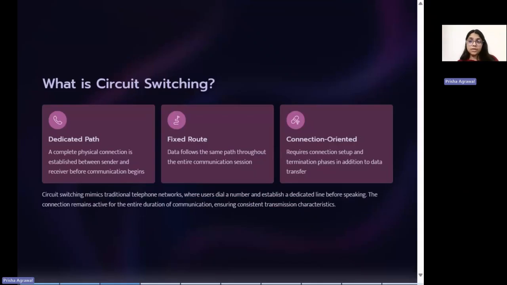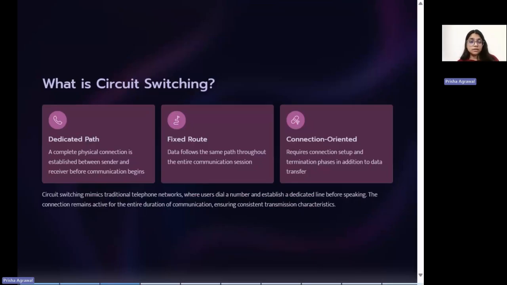Circuit switching is a communication model in which a dedicated communication path is established between the sender and the receiver before the communication begins, before any data can be transmitted. In simple terms, this means that the network creates a continuous communication circuit connecting the two devices. Once this circuit is established, all data transmitted between the sender and receiver travels through the same route for the entire duration of the communication session.